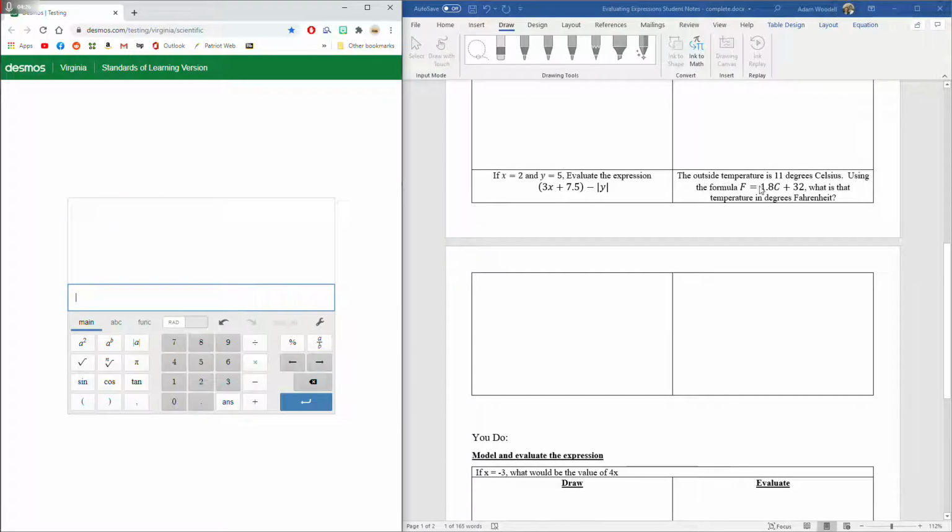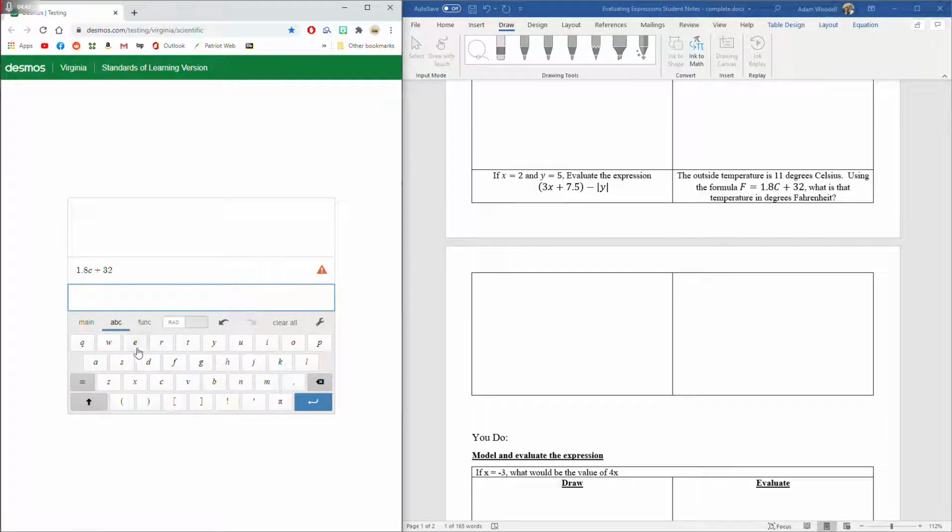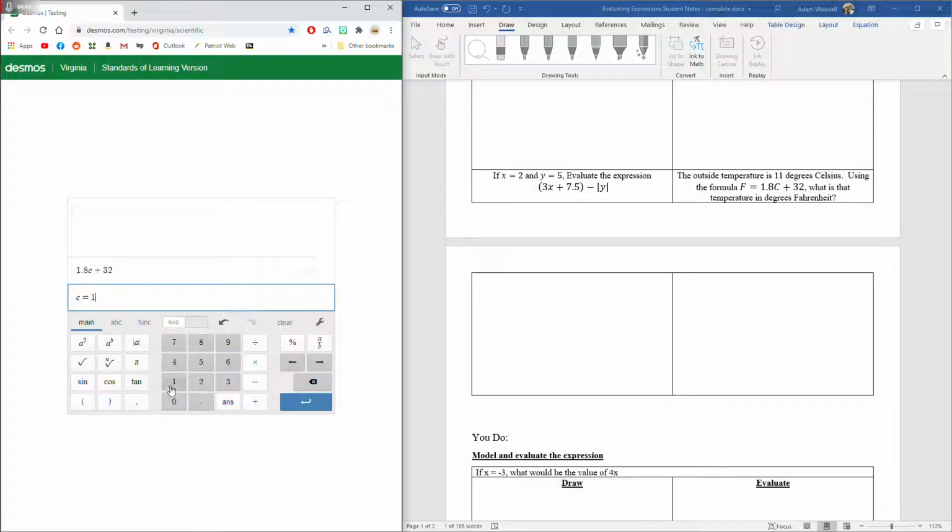And now I'm going to do this last one. So I'm going to type in my expression exactly as it shows it here. So 1.8c plus 32. It didn't give me an answer because I didn't say what c was, but I know that c is 11. So let's go c equals 11, and I end up with my answer as well.